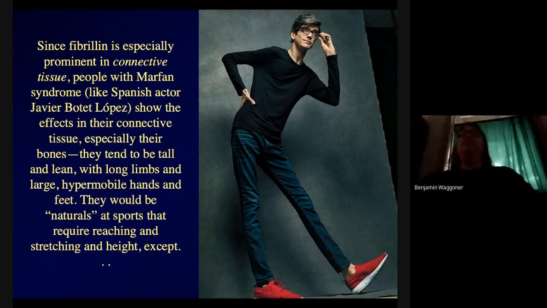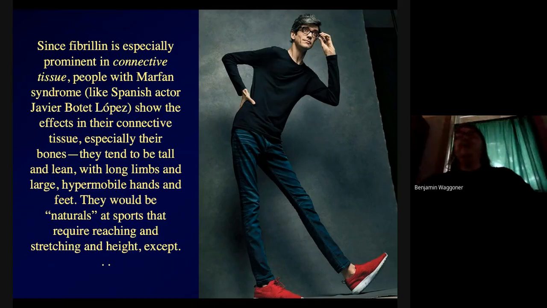All of this results from the body's making an altered form of the protein fibrillin in its connective tissue, part of the extracellular matrix. And so you can see the Marfan phenotype. They tend to be very lean. They tend to be really tall. They've got very long arms and legs. And they tend to have very loose joints. They are, as we say, double jointed or hypermobile in their hands and feet.